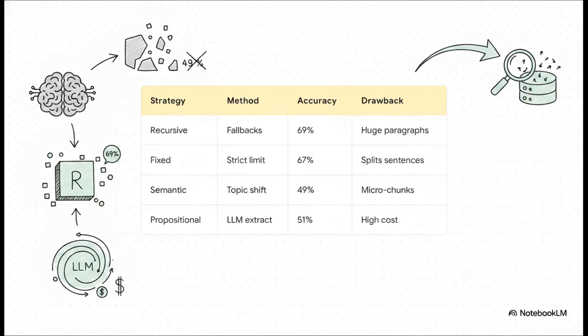Basic recursive splitting, which just tries to keep paragraphs and sentences together up to 512 tokens, actually outperforms the highly expensive sophisticated methods. Semantic chunking tends to overfragment text into these tiny microchunks that completely lack context. And propositional chunking, it costs an absolute fortune in compute for worse retrieval accuracy. Sometimes, simple really is just better.